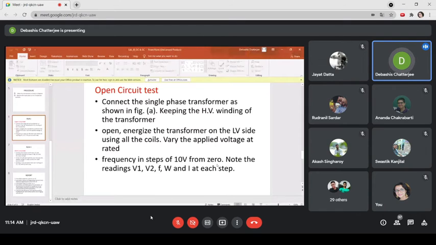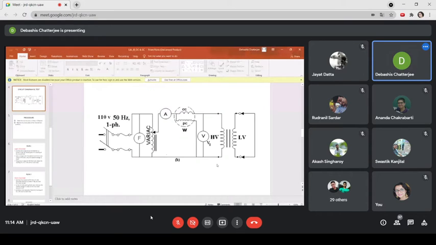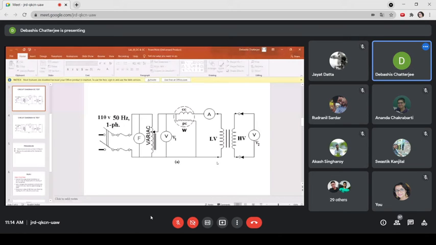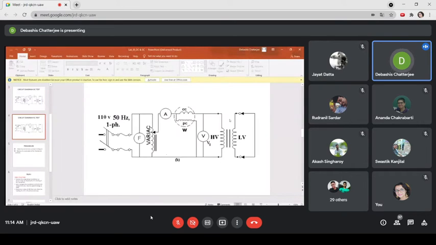Now look at the connection for the short circuit test. This is the connection for the short circuit test, right? Now if you look at the connection here, the secondary end is shorted, and interestingly the low voltage side, the secondary side, is shorted, and the metering or the test is made at the high voltage side. There is a very valid reason for this.